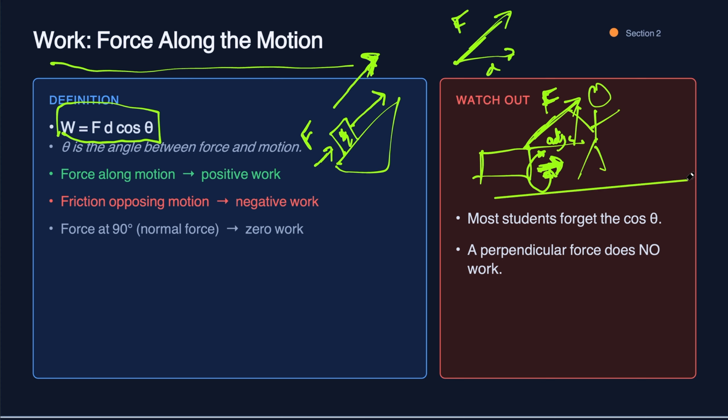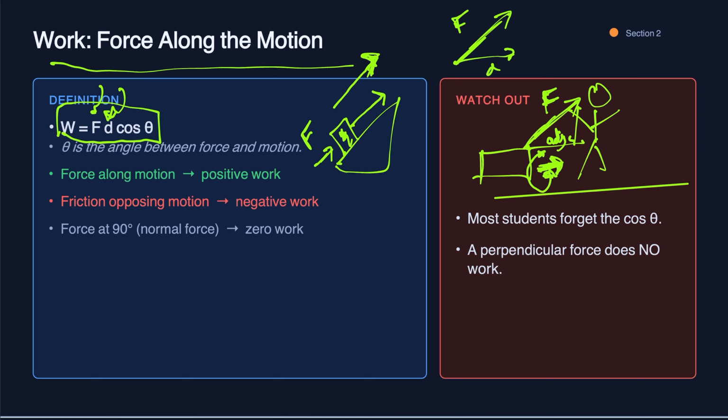So if you drag it longer, that means you did a lot more work, because that makes sense, right? If you drag it longer, you're exerting more energy. So if D is larger, work will be larger. If F is larger, which means you're exerting a greater force, similarly, energy is also going to be larger.